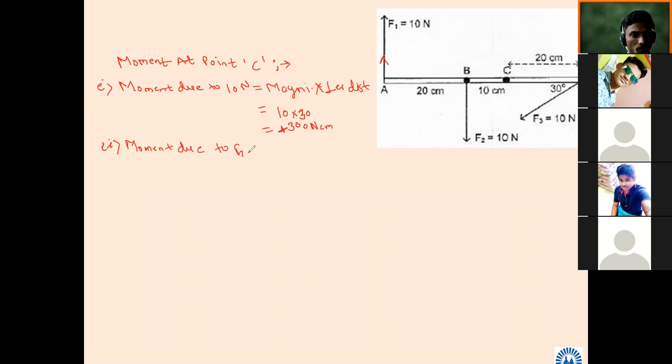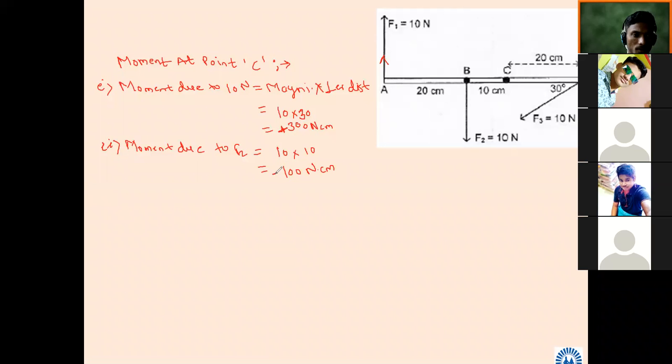Moment due to F2, I will write F2. Moment due to F2 equal to 10 into 10. How much will it be? 100 Newton centimeter. Plus or minus? Point C is fixed. F2 force is applied. Minus. So it will be minus.